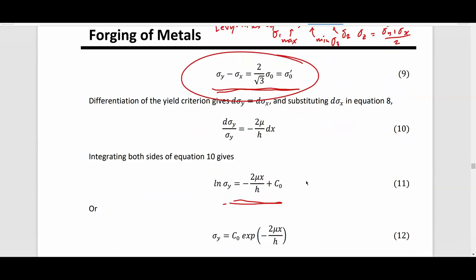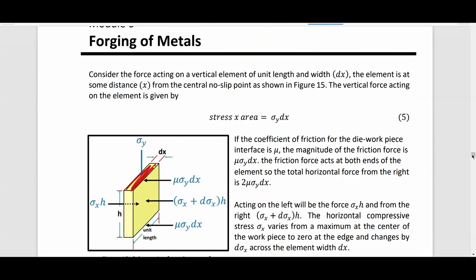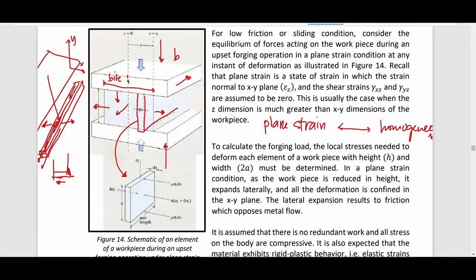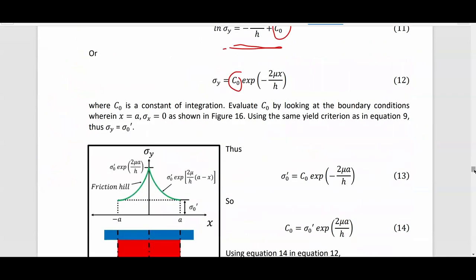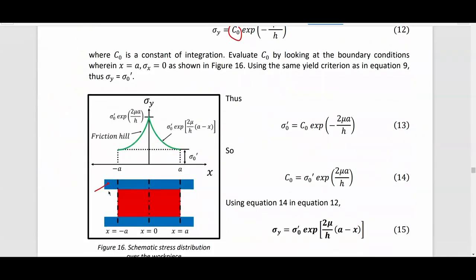Tapos x here is kumbaga distance from the center. So if you look at it dito sa ano natin, no? So yung x natin, kasi we set x equals 0 dito, then x is just how far it is from the center, no? Okay? So we have this value. And c naught, para for us to get rid of this c naught, mag-establish tayo ng tinatawag na boundary conditions. Okay, so etong c naught na to kasi it's a constant of integration lang, no? So for us to find c naught, then we just establish boundary conditions. And for this particular case, this is the die. Ito yung mga dies natin, tapos ito yung metal workpiece. Okay, so this is die. And this is the metal.